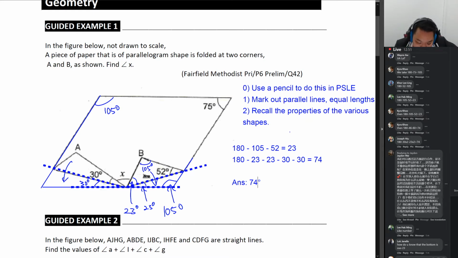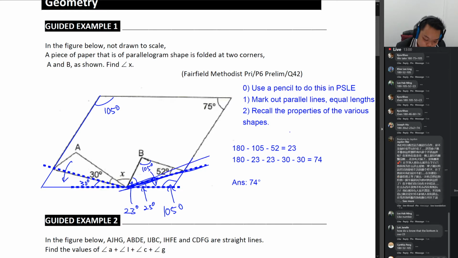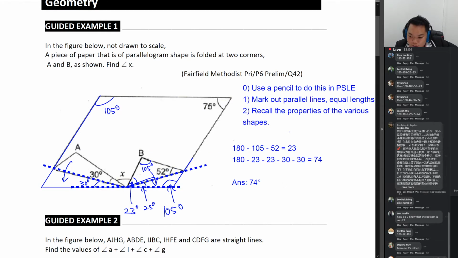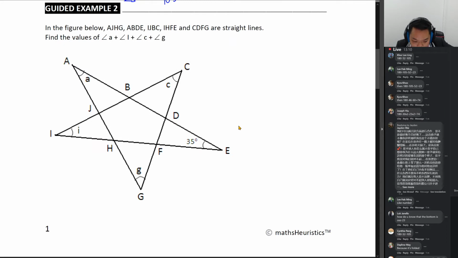How do you know that the bottom is 23 degrees? Because when you fold this along this line, this becomes the line of symmetry. Okay, got it? Okay, so next one, number 2.